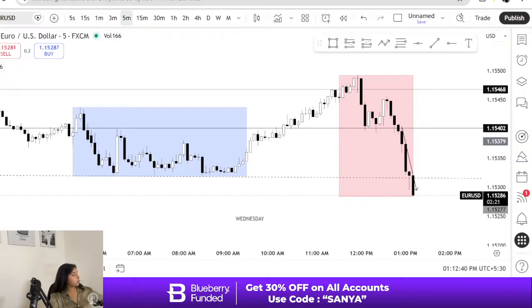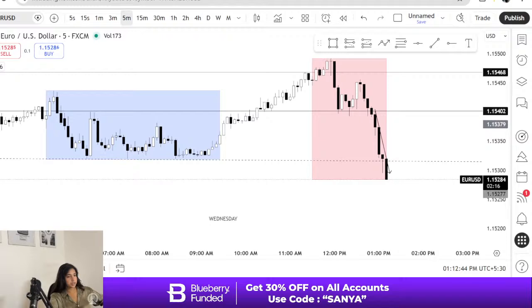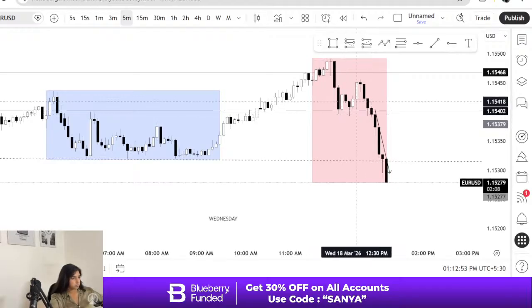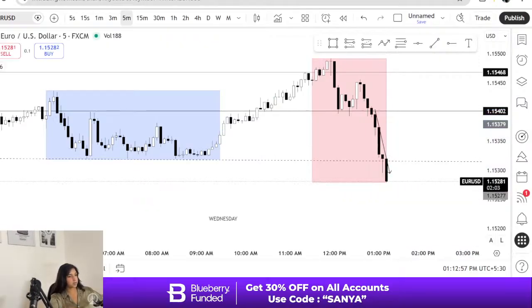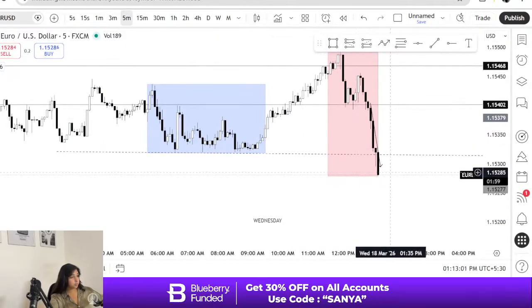10 pips done in the group already. I think you have shorted the position from this candle maybe. Yeah, 10, 13 pips is already done from your side. But it was actually a good call.